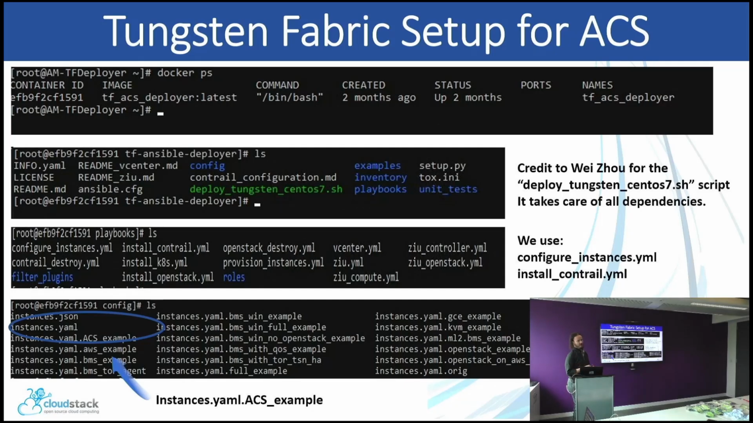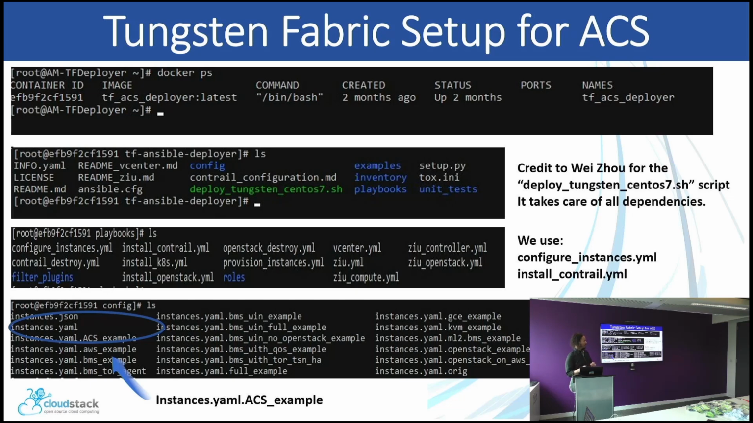The deployment of Tungsten Fabric is all container-based as well. We just download the image. We have a public one. A colleague of mine, Wei, created a script to deploy everything in CentOS to take care of all the dependencies, and that took us a few weeks of brainstorming to get exactly each version of everything, but now we have this nice script. Then to deploy your fabric, you have these two Ansible playbooks, configure instances and install Contrail.